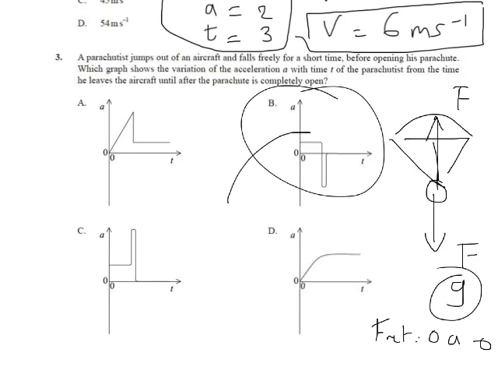You initially start with an acceleration of 9.81, which does not change until your parachute opens and you have a negative acceleration, which then decreases slowly to bring you up to an acceleration of 0. So the answer is definitely B.